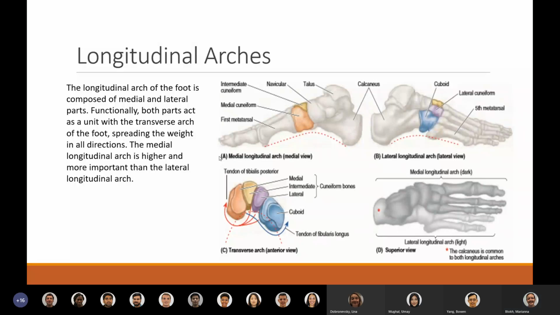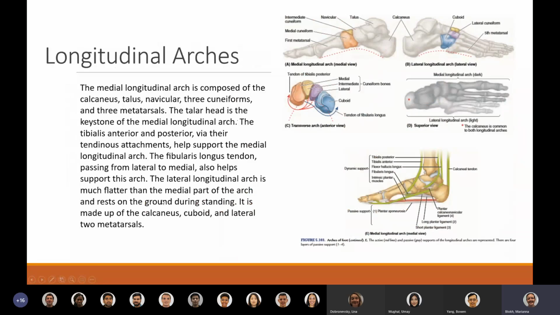When you think of the longitudinal arch, we discussed the medial and lateral components. Everything acts as a unit with the transverse arch. I mean, they're all related. It's about spreading the weight. But again, we emphasize the medial longitudinal arch because that's where we get the supportive components of our normal non-pathologic foot shape. And so we have to maintain that by utilizing various ligaments, various tendons, and just the shape of it.